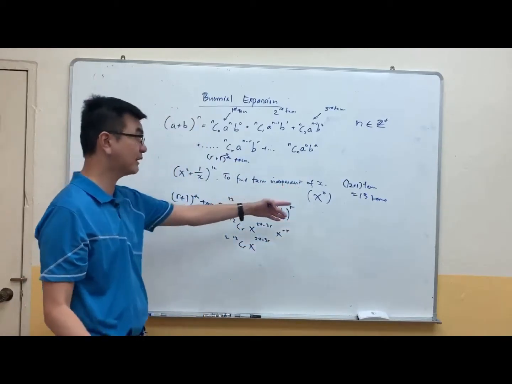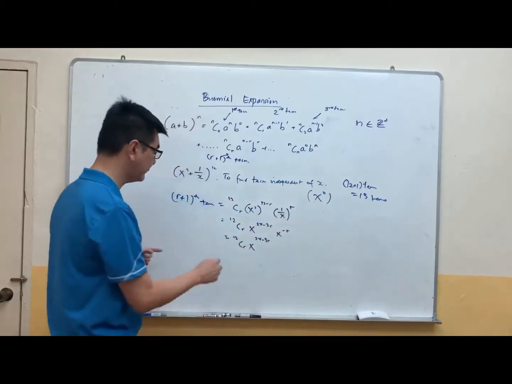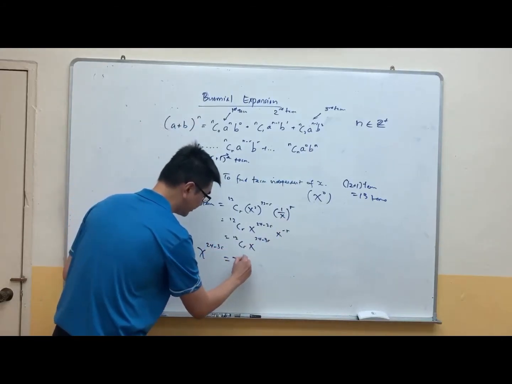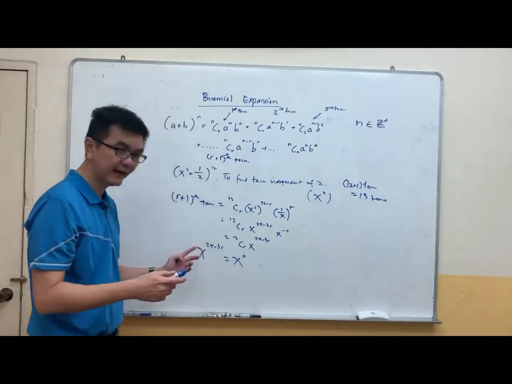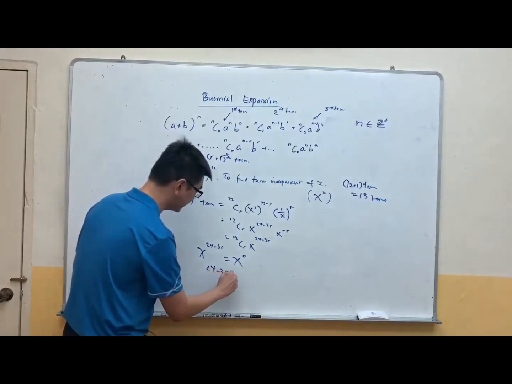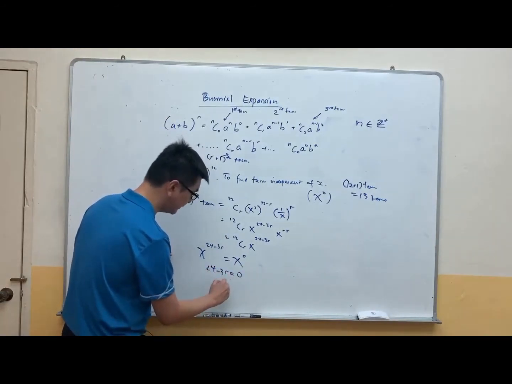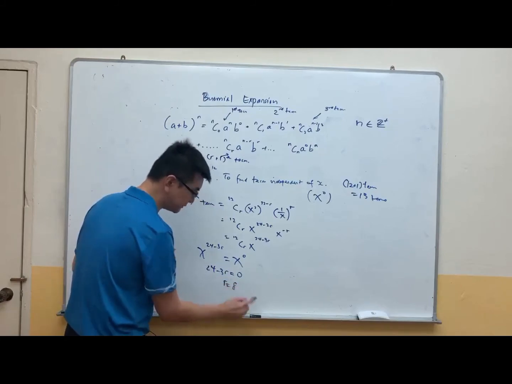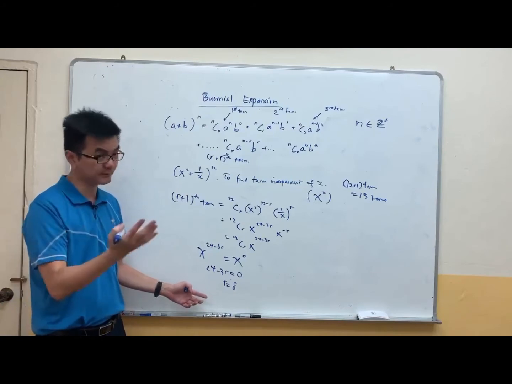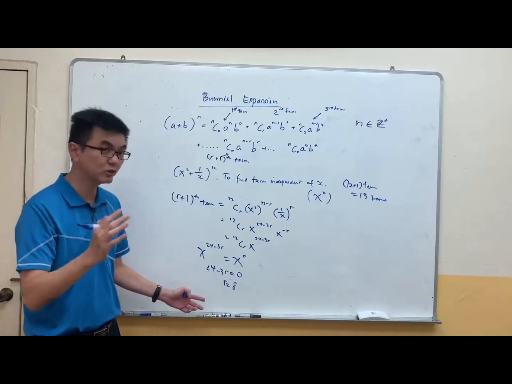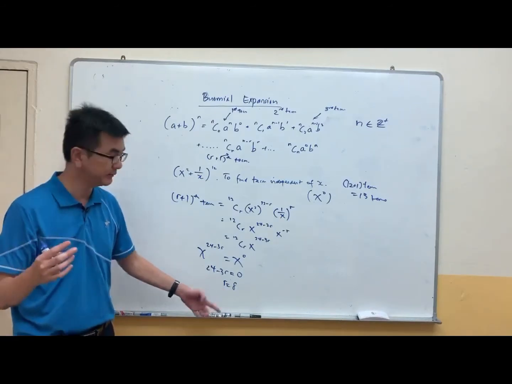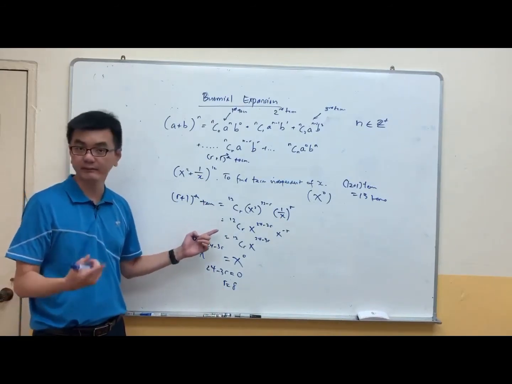So I'm going to equate x to the power of 24 minus 3r to x to the power of 0, and therefore I can equate the powers: 24 minus 3r equals 0, which gives me r equals 8. Notice my r must be a positive number and must be an integer. So the moment you find that your r is not an integer or not a positive number, you have to go back and check to see where you have made your mistake.